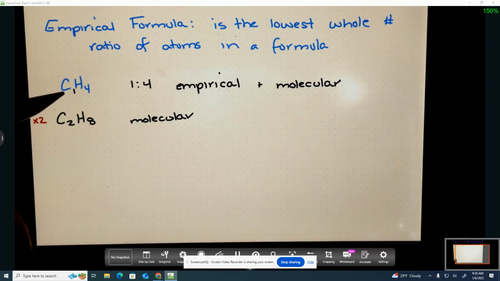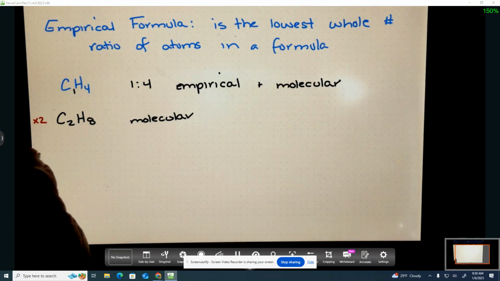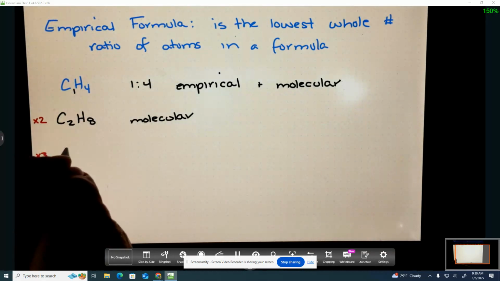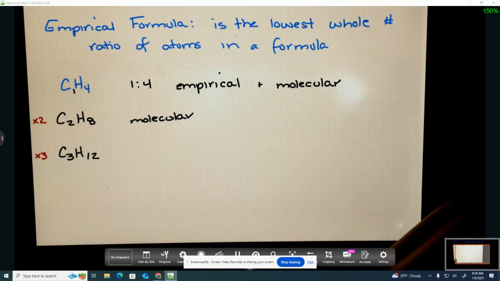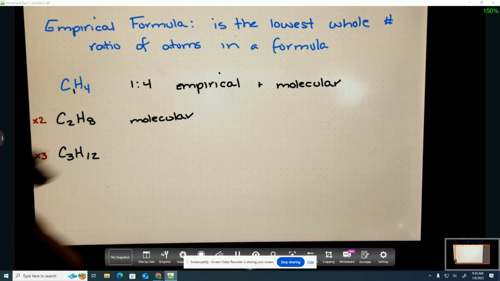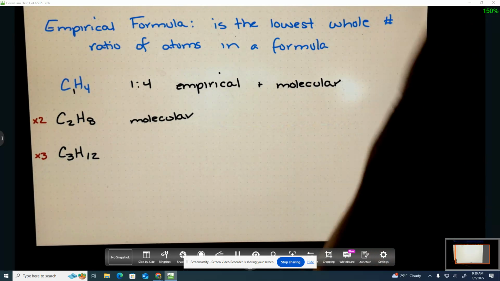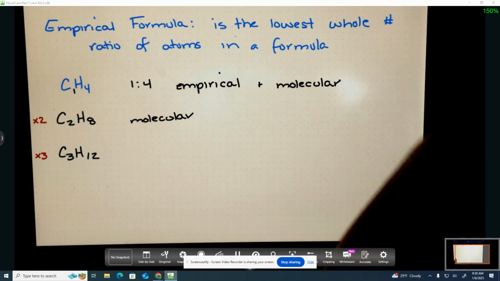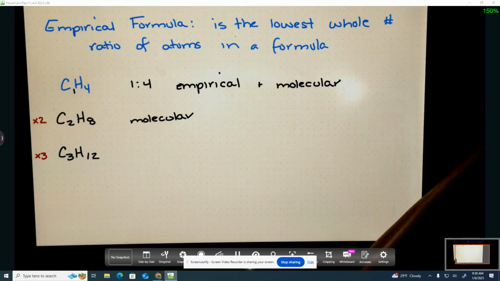So what's the empirical formula of C2H8? CH4. If I went times 3, then it would be C3H12. What's the empirical formula of C3H12? CH4. So there's only one empirical formula, and then the molecular formulas are any multiple of that empirical formula. Do you understand?